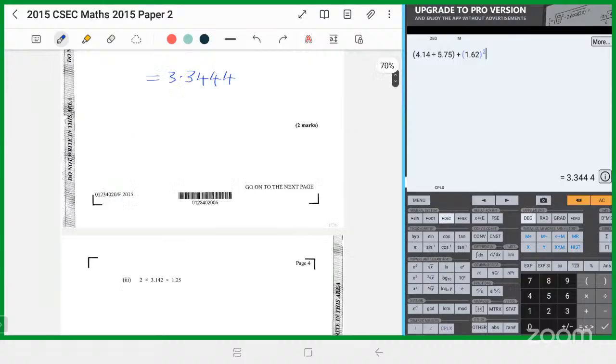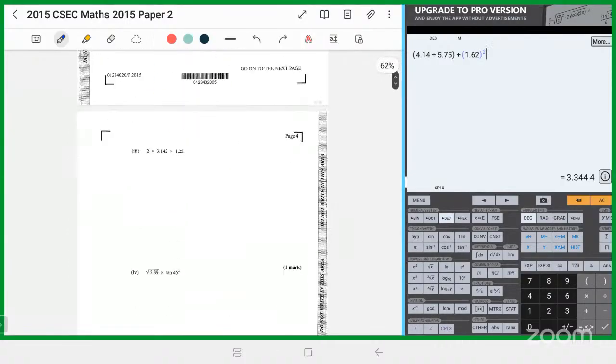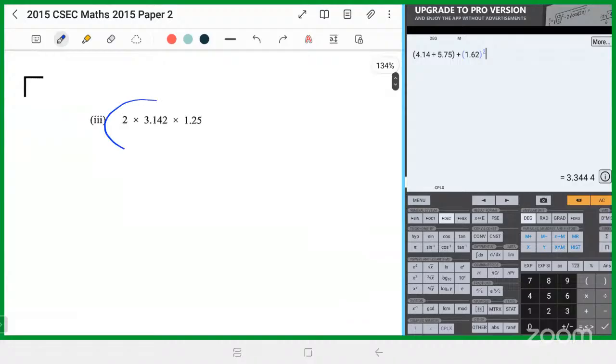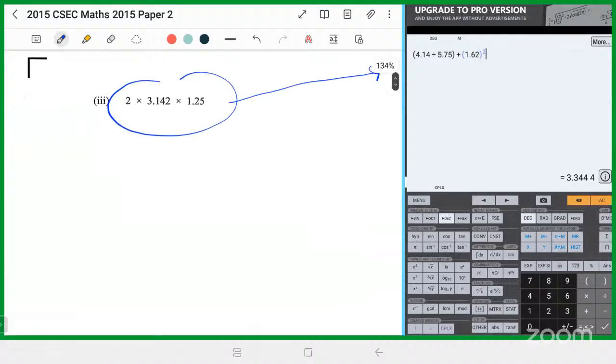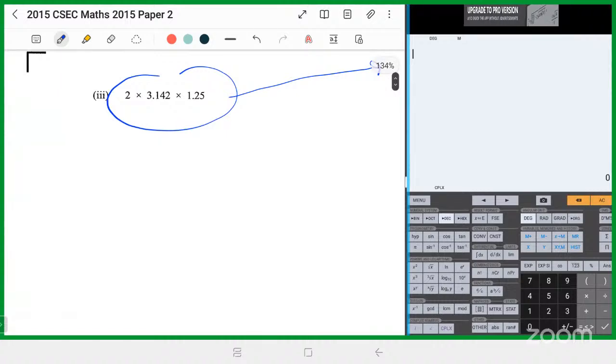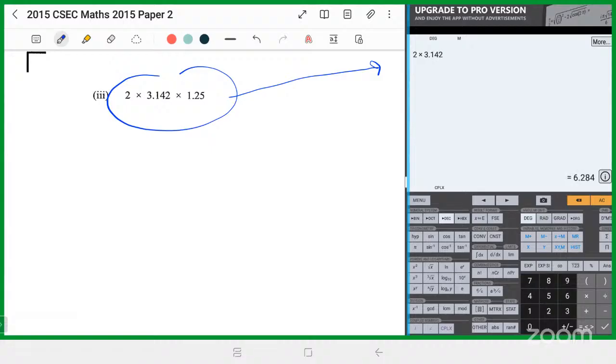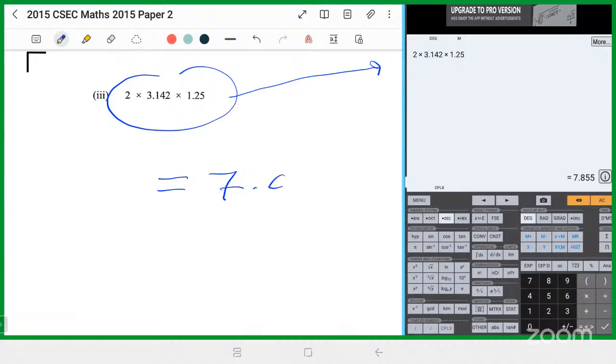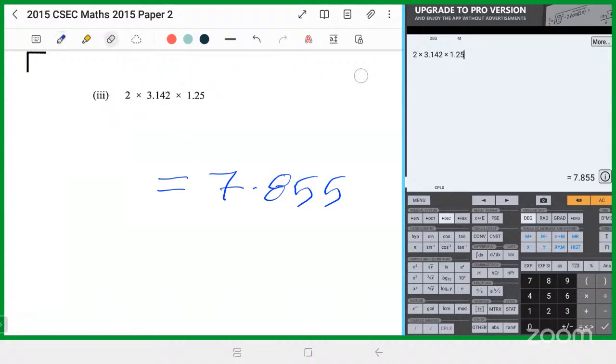All right, again, I want this one. It's the same thing. Type this in the calculator up here. Clear the calculator. I'm going to do the same thing again. 2 times 3.142, and then times again 1.25. All right, 2 times 3.142 times 1.25. Yes, that is it. Equals 7.855. Don't correct it. Just give them the exact value that you got. That is the exact answer.